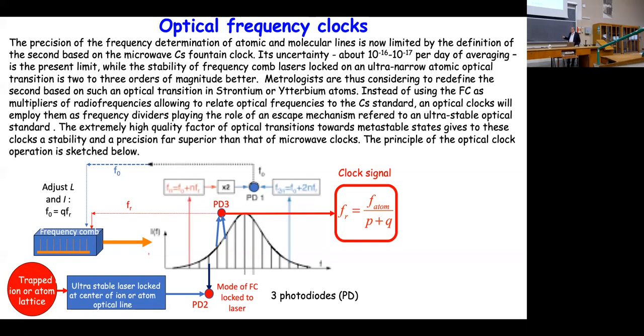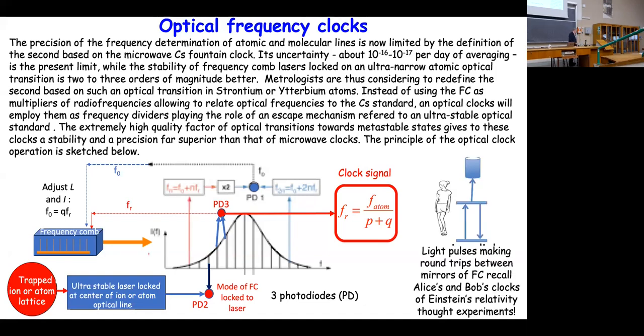And what do you have here? Of course, here you need to have a very good optical transition. You need to have a very narrow transition, which can be either a trapped ion or an ensemble of cold atoms. And there are two kinds of optical clocks. There are the clocks which are locked on an ion, a single ion in a trap, and there are clocks which are locked on an ensemble of neutral atoms in traps. And I will discuss these two kinds of clocks now.